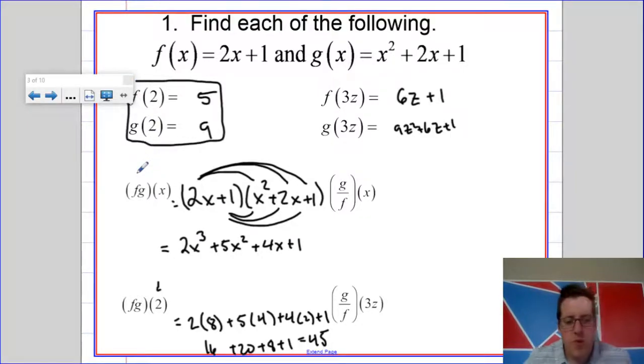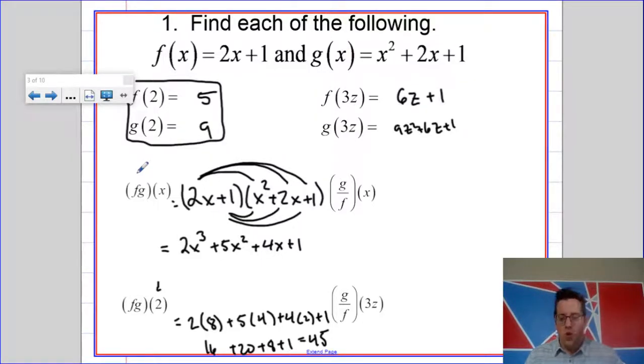So a thing to think about when you're doing these type of problems is what's easier, figuring out f of 2 and g of 2 and then multiplying those, or figuring out f times g of x and then plugging in 2. In this case, it's definitely just the f of 2, g of 2 part.